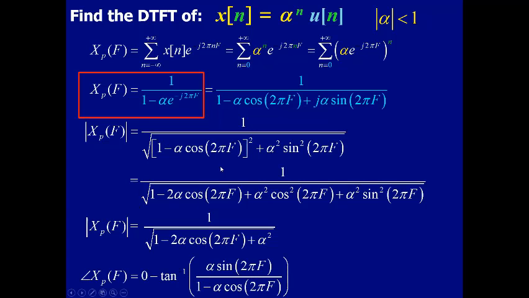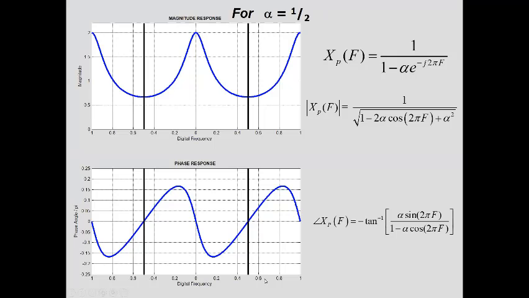For the phase, we need the angle of the numerator. Well, that's a real value 1, so that angle is 0. And we subtract off the angle of the denominator. So we subtract off the inverse tangent of the imaginary part, alpha sine 2 pi f, divided by the real part, 1 minus alpha cosine 2 pi f. And that we can also plot versus frequency. And here's what they would look like.